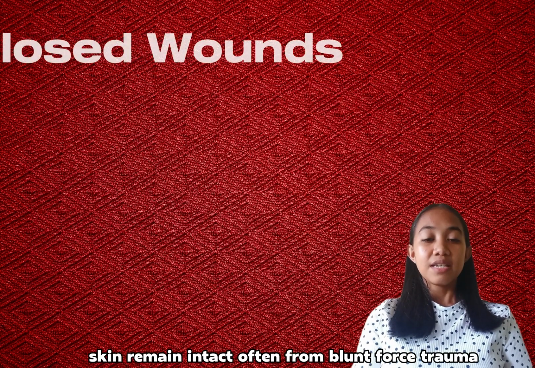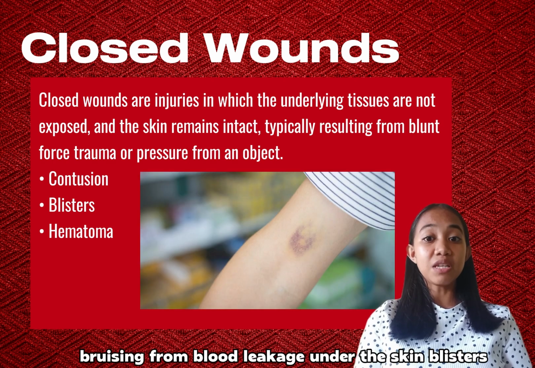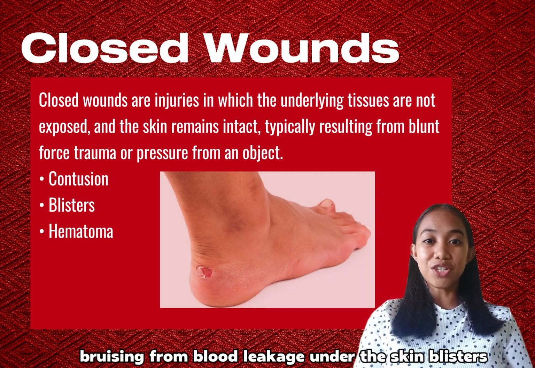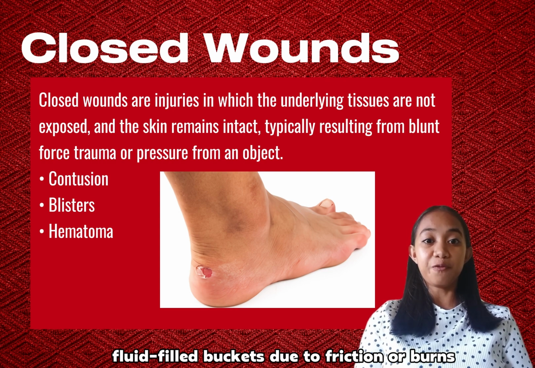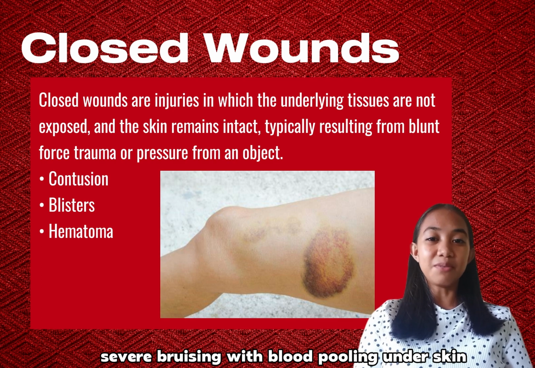Second, closed wounds. Skin remains intact, often from blunt force trauma, including contusion, bruising from blood leakage under the skin; blisters, fluid-filled pockets due to friction or burns; sprain, ligament injuries; hematoma, severe bruising with blood pooling under the skin.